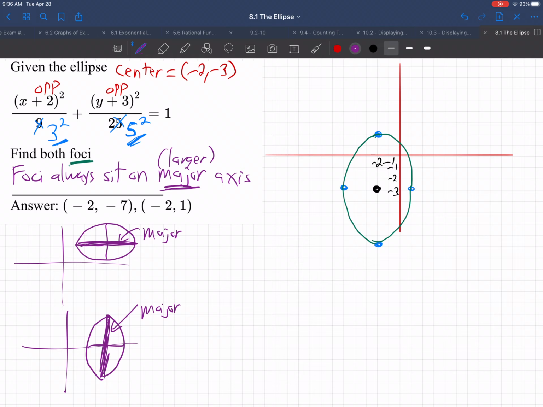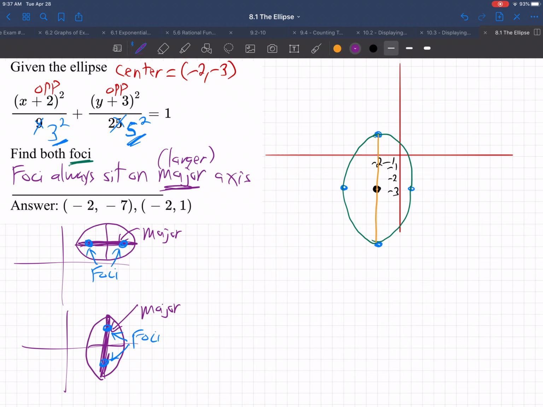So the two focus points always sit on the major axis. So there would be the foci points for that kind of graph, and here are the foci points for that kind of ellipse. So the focus points always sit on the major axis. For our example, the major axis is right here. Ours is taller than it is wide. So the major axis goes up and down, and the focus points must sit somewhere on that major axis.